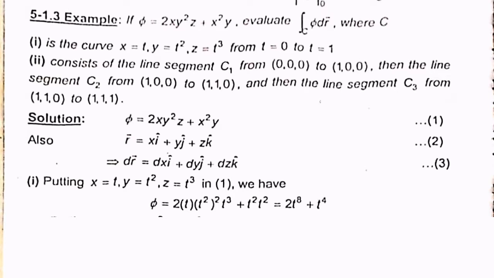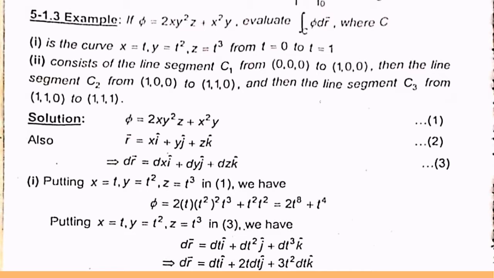Putting x equal to t, y equal to t squared, and z equal to t cubed in equation number 1, we have phi equal to 2 into t squared whole squared into t cubed plus t squared into t squared. After multiplication, we have 2t to the 8 plus t to the 4. So this is the value of phi.